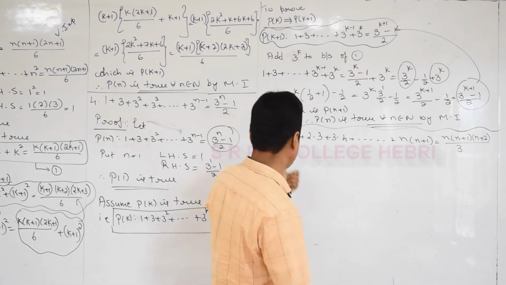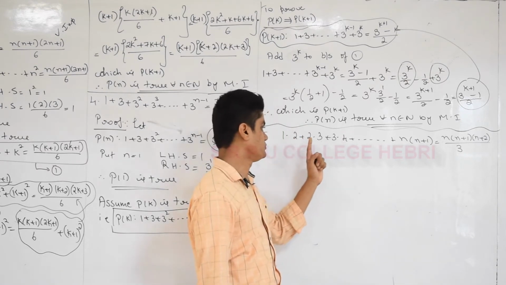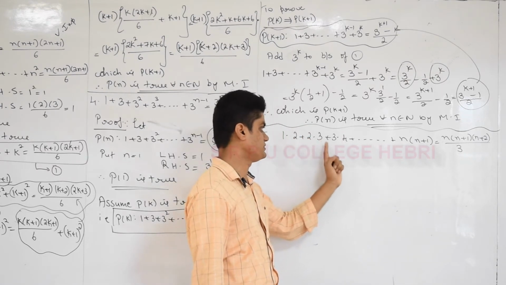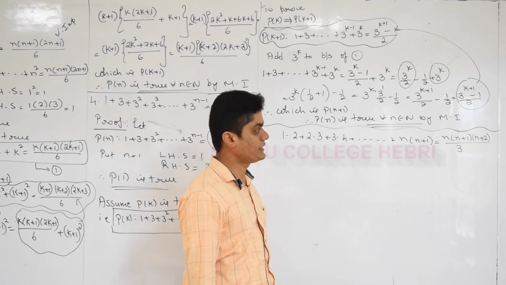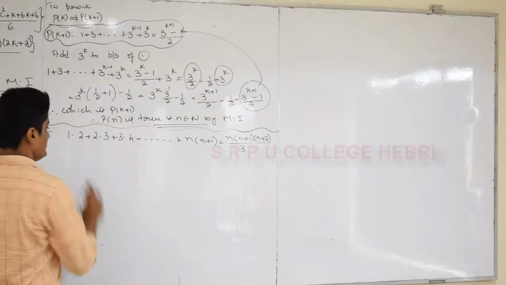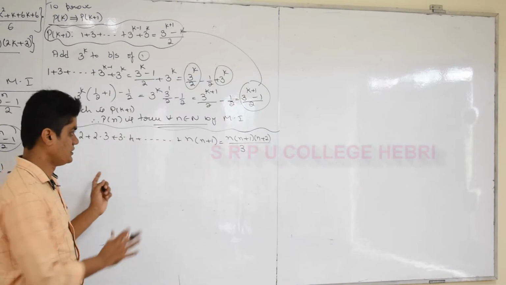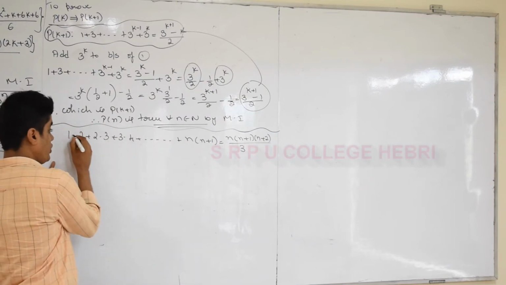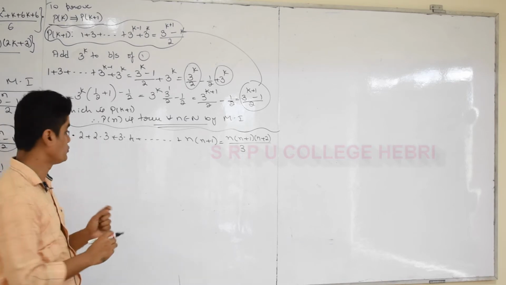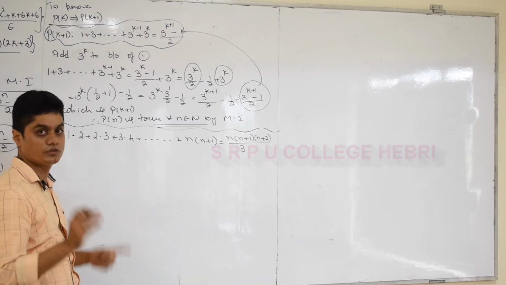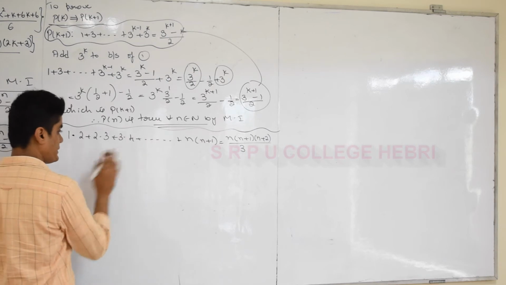I wrote one more question, which is the fifth one: 1 into 2 plus 2 into 3 plus 3 into 4, and so on up to n into n plus 1 equals n into n plus 1 into n plus 2 divided by 3. It looks like a decimal, but it is not 1.2 or 2.3. It is 1 into 2, 2 into 3, 3 into 4. Remember that it's not a point, it's a product.